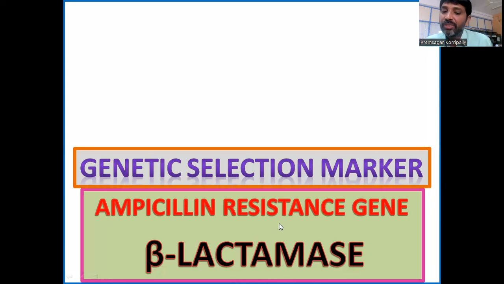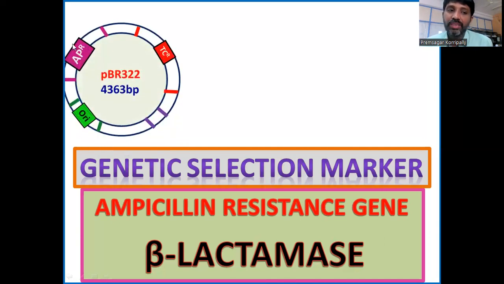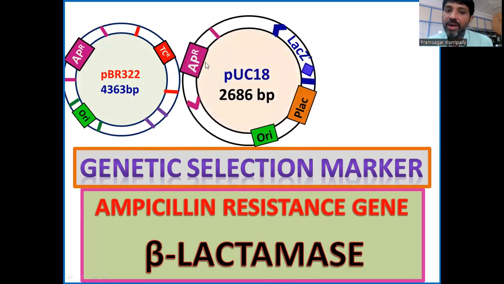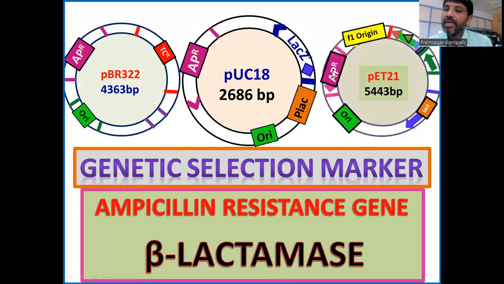So the beta-lactamase or ampicillin resistance gene is a part of many vectors. I'll give you a few examples here. One is pBR322, which has the ampicillin resistance marker, then pUC18 with the ampicillin resistance marker, and pET21 with the ampicillin resistance gene, that is beta-lactamase. So the genetic selection marker plays a key role in the selection of transformants and recombinants, right?